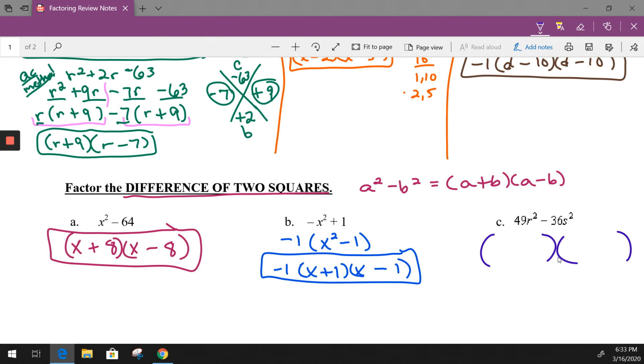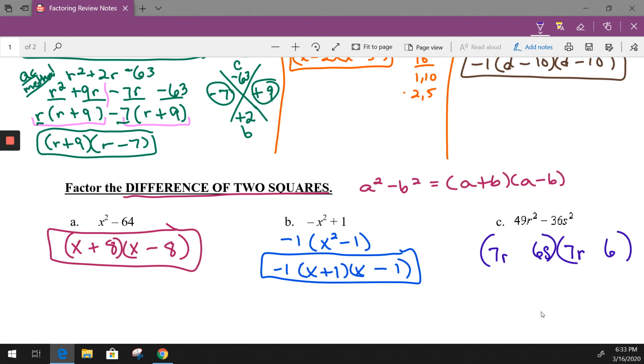When you're taking the square root of each term, 49 is a perfect square. The square root of it is 7. Since you have a r squared, you also need to put r with that. Your 36 is a perfect square. That factors into 6 and 6, but make sure you leave a little bit of room because you've also got this s squared. So 6 times 6 is going to equal 36, but not 36s squared. So you do need to leave a little space for the s in there.